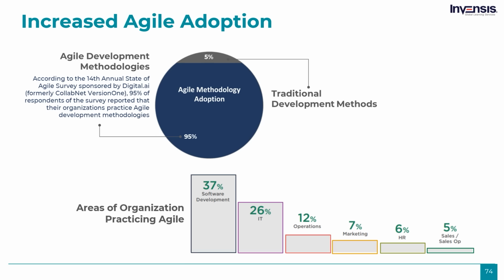So, let's talk numbers. The first fact that I have here is that we have seen increased Agile adoption over the past few years. As of May 2020, out of 40,000 respondents that participated in the survey, 95% of them reported that their organizations are practicing Agile development methodologies.